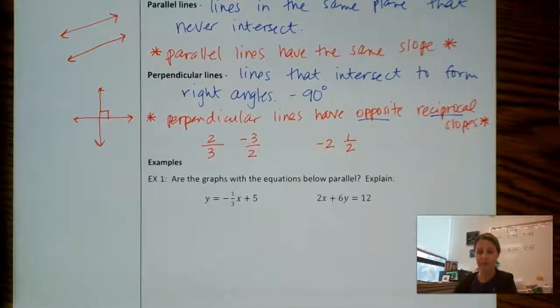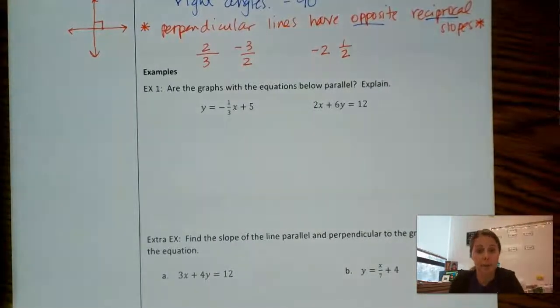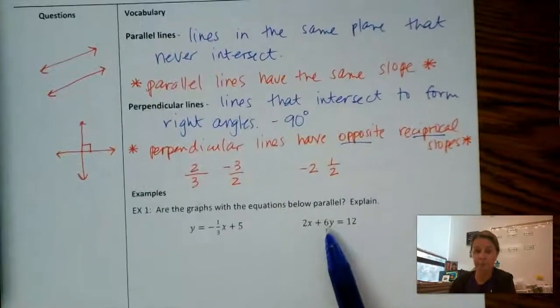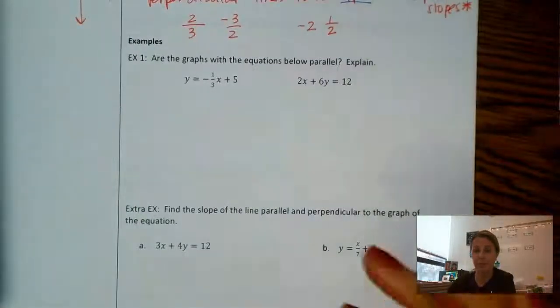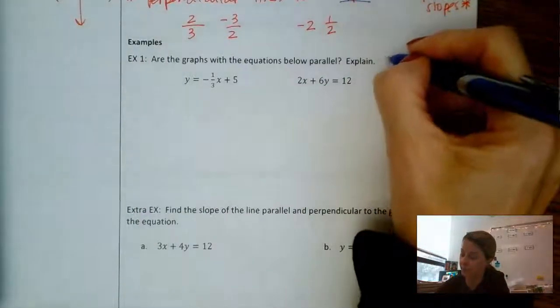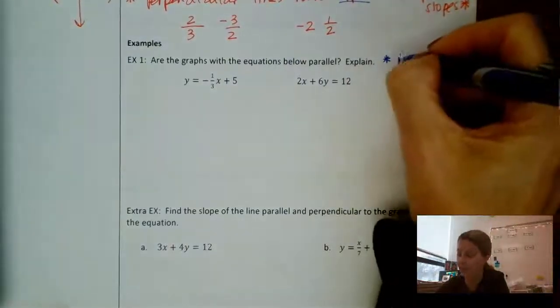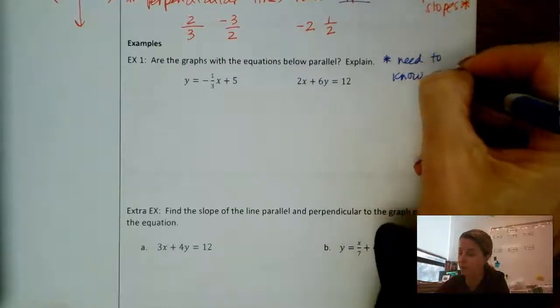Okay, let's run through a few examples here. Number 1, are the graphs with the equations below parallel? Explain. So if two lines are parallel, they have the same slope. So I need to look at the slope. I'm going to put a little note over here. This is what you should be thinking: need to know slope.